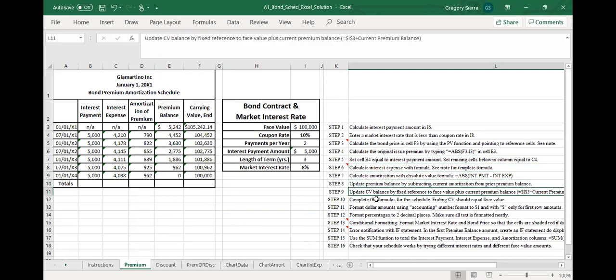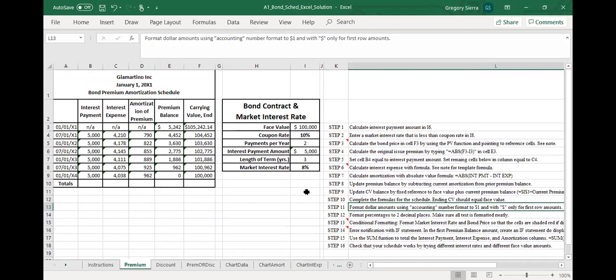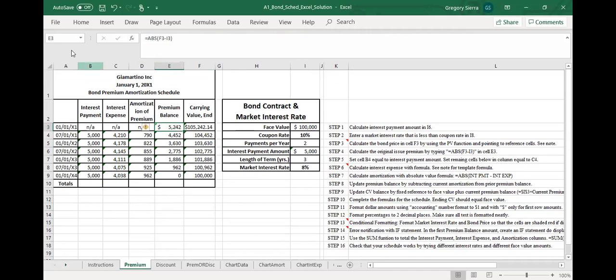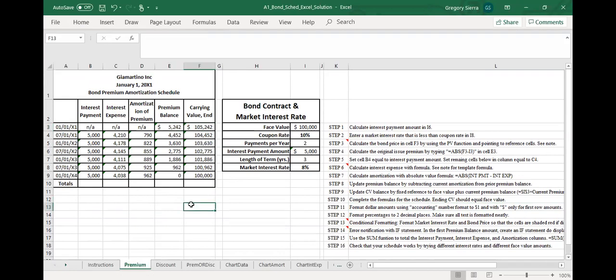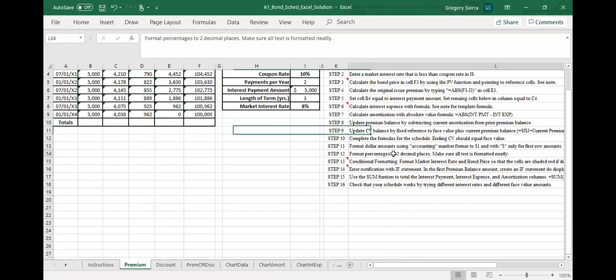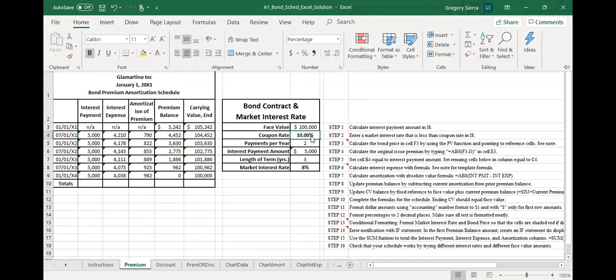Amortization, update the premium balance, update the carrying value, complete the formulas for the schedule, just did that, format the dollars. So what I want to do is just the top row. I'm going to use my format painter. We want the top row to have the dollar signs, but nothing below. And these are all in accounting format. Format percentages to 2 decimal places. So we'll do that. And then I'll just do format painter again.